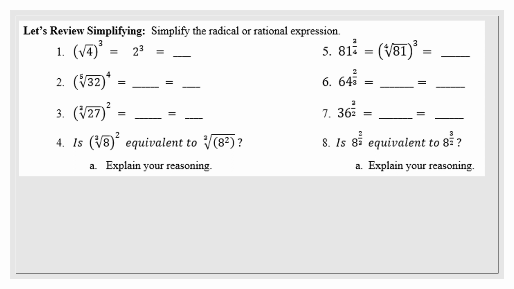Okay, our next ones, we are going to be simplifying the radical or the rational expressions, kind of, again, reviewing things that we've done. So I want the square root of 4 and then raised to the 3rd power. The square root of 4 is 2, and 2 to the 3rd power would be 8. 2 times 2 times 2.